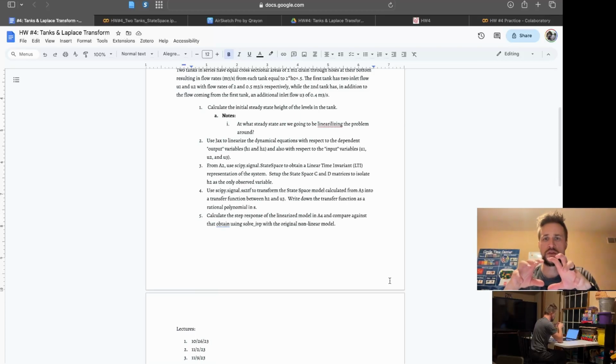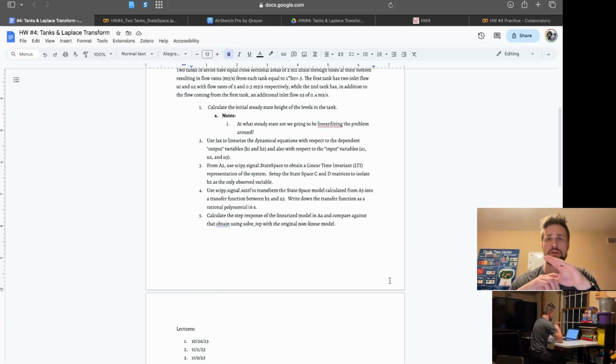And what we're going to do here is isolate it where we're seeing H2 as our only observed variable. Before, we were assessing how functions change with respect to the deviation variables, and here we're just looking at a single variable, not a function, but just a variable in and of itself: the fluid height in tank 2.